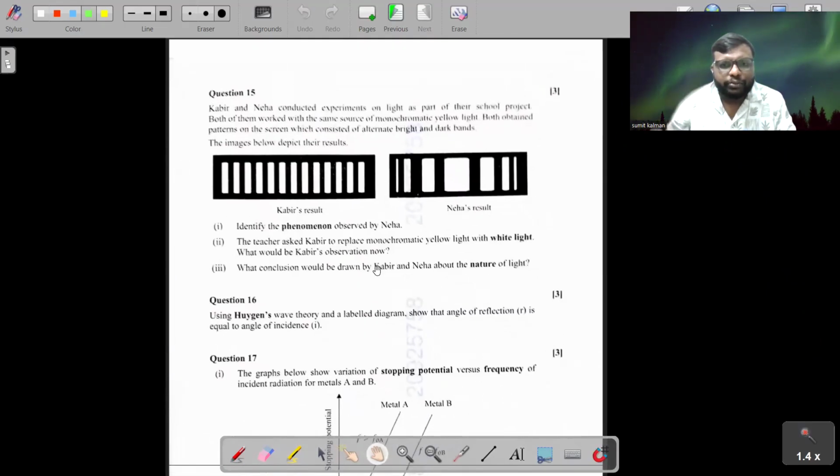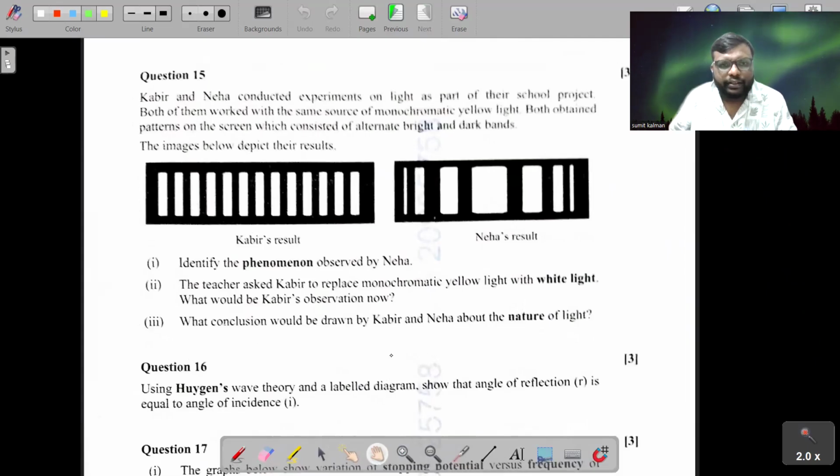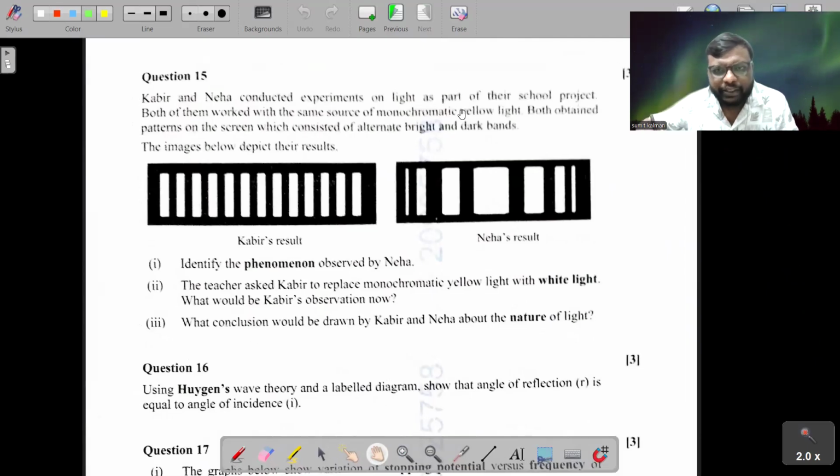Now, students, in question 15, Kabir and Neha conducted experiments on light as a part of their school project. Both of them worked with the same source of monochromatic yellow light. Both obtained patterns on the screen, which consisted of alternate bright and dark bands. The images below depict their results.